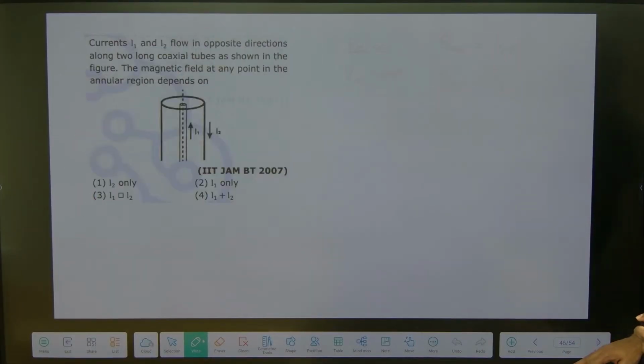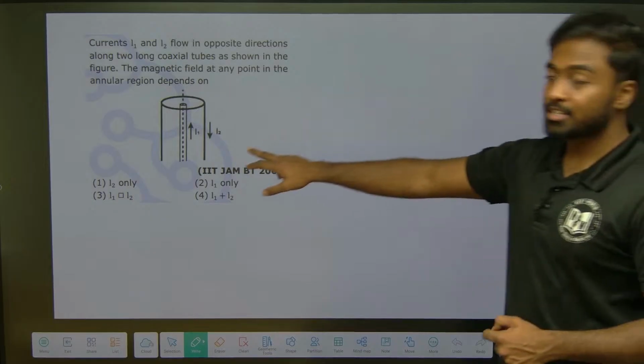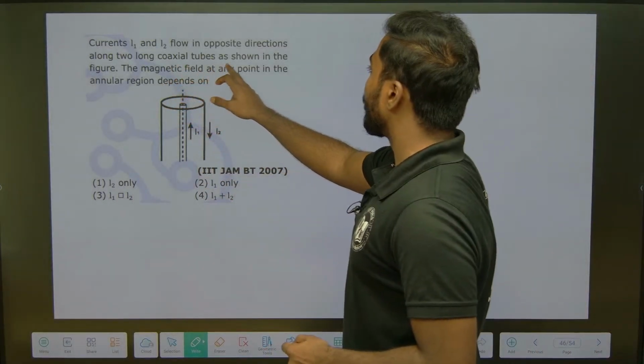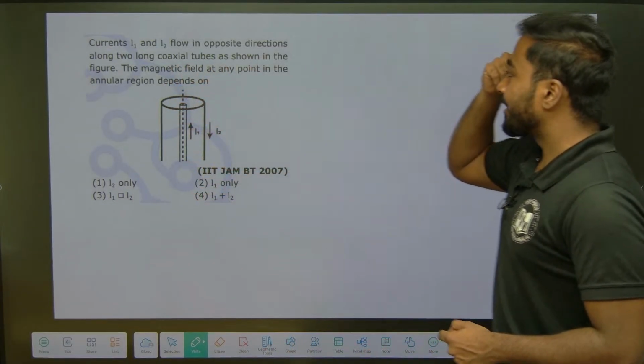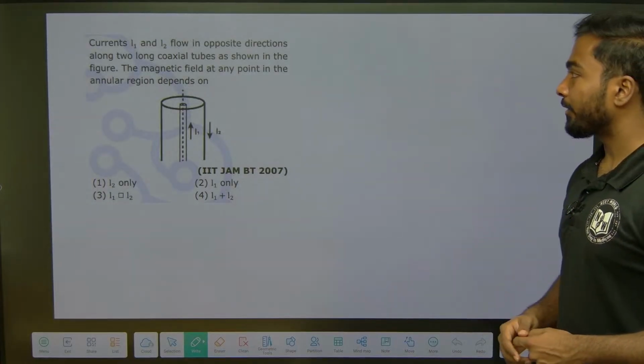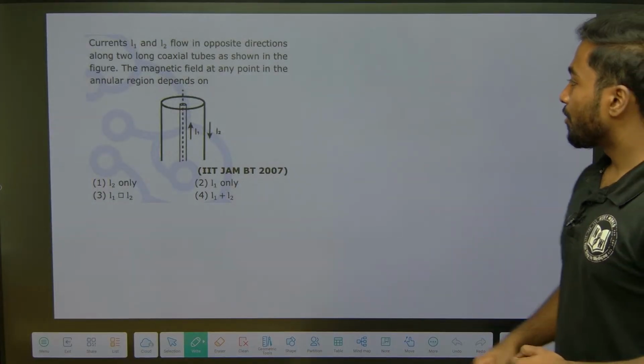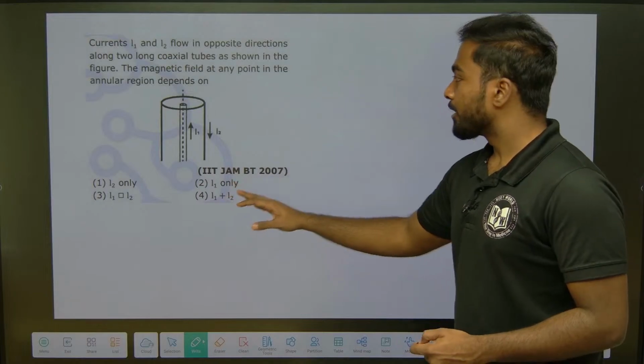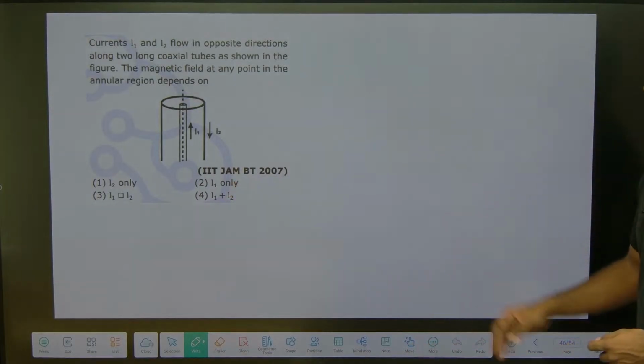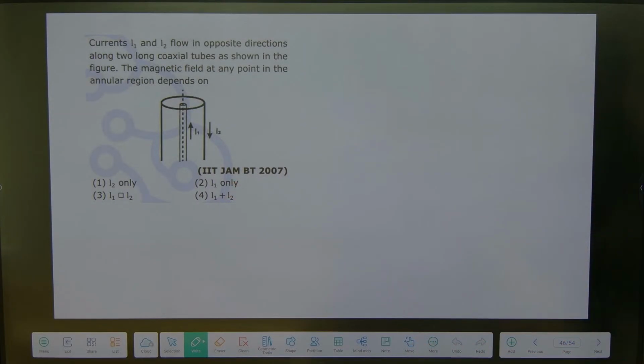So the second question, this is the question. Currents I1 and I2 flow in opposite directions in two long coaxial tubes as shown in the given figure. The magnetic field at any point in the annular region depends on which of the following? Which one is the correct option? You can take a look at this question. I'll give one minute and you can give the answer, and we'll discuss the answer.